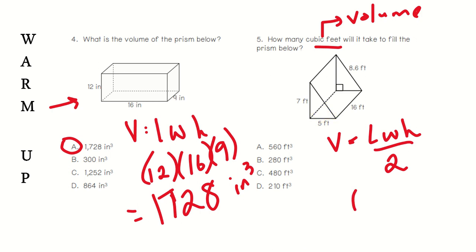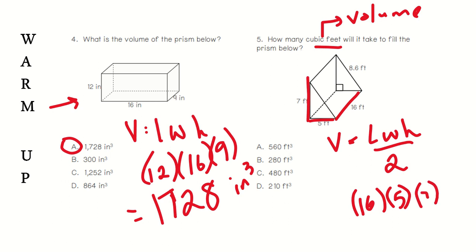Okay, how long is the length? When you think about the length, you have to think out loud like this. How long is the shape? Which number here represents that? That would be the 16. That's how long it is. How wide is the shape? That would be the 5. And how tall is the shape? It would be the 7.